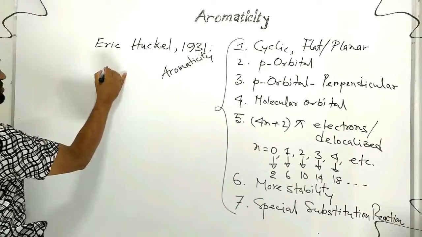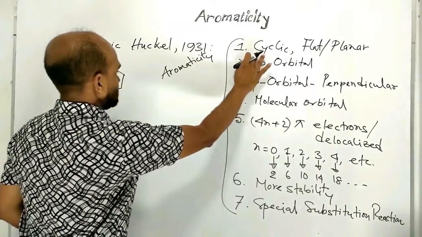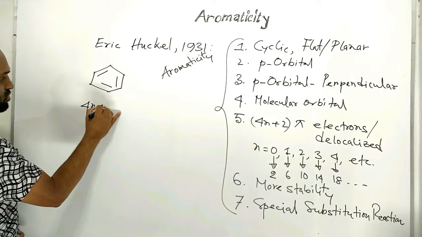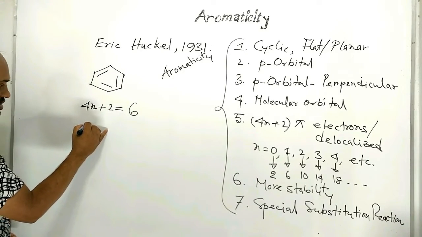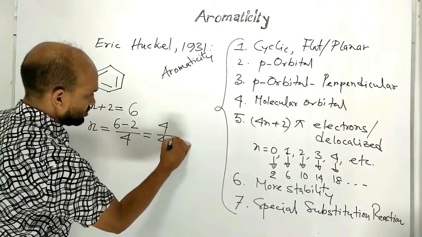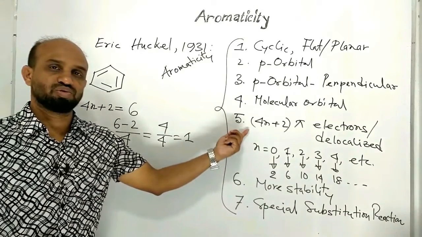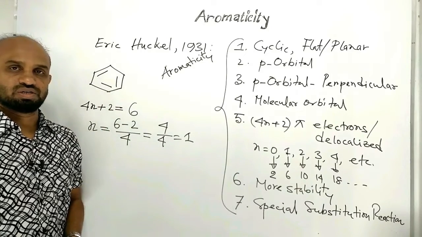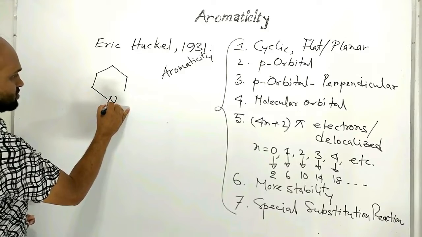Let's see another example. Now the compound is benzene, which is cyclic and flat or planar. Let's see about delocalized pi electrons. 4n plus 2, here 2, 4, 6 pi electrons. Here the value of n is equal to 6 minus 2 divided by 4, that is 4 by 4 is equal to 1. So benzene has 4n plus 2 pi delocalized electrons. So benzene is a kind of aromatic compound. Let's see another example. Now the compound is pyridine.